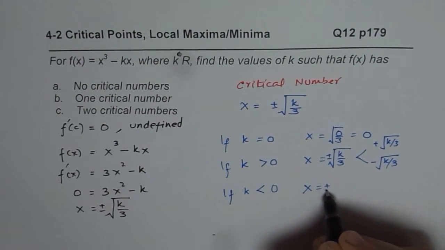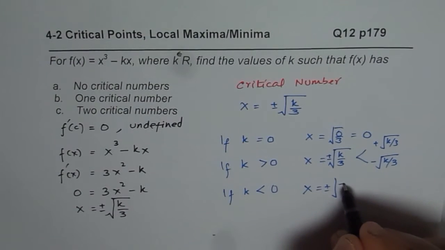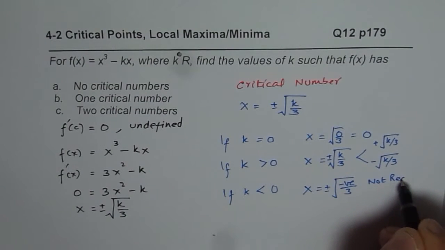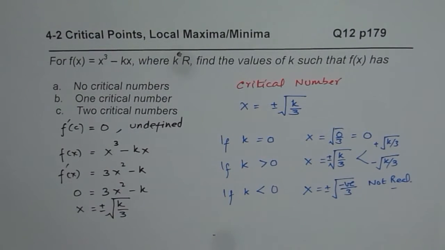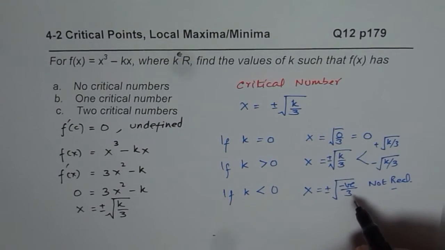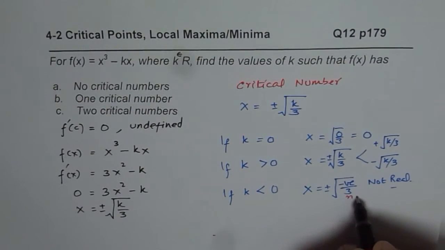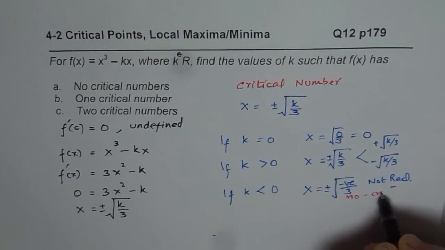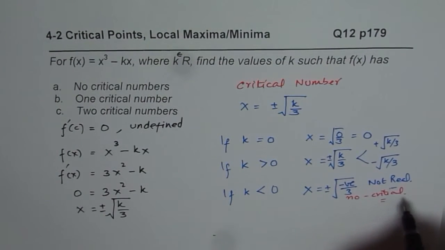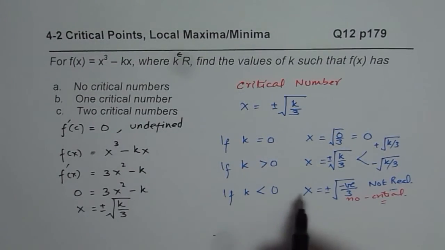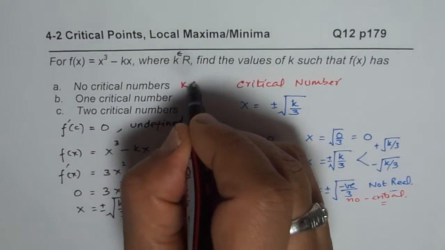But if k is less than 0, in that case we'll have x equals plus minus square root of a negative value over 3, which is not real. So that means no critical number. So this is no number at all, since it is not in the domain of real numbers. So that means for no critical number, k should be less than 0.